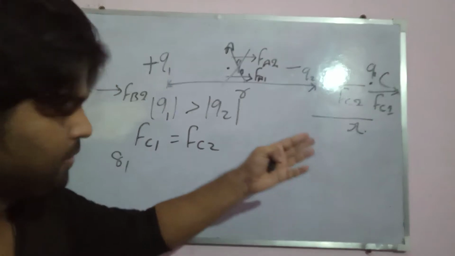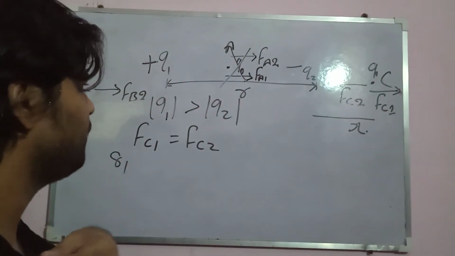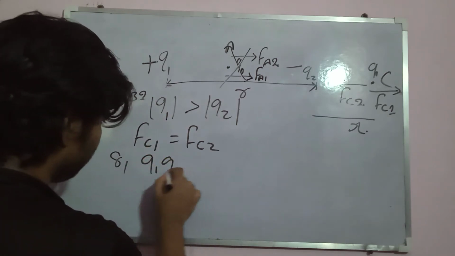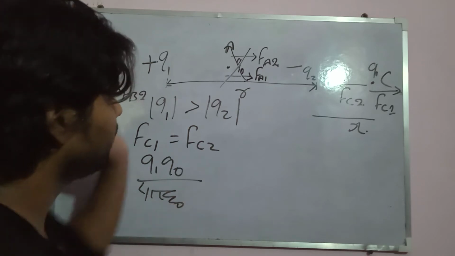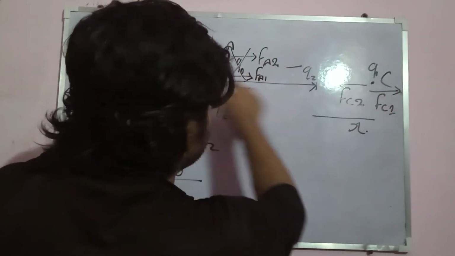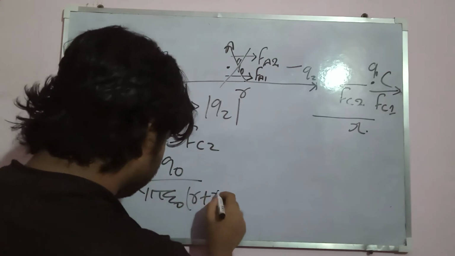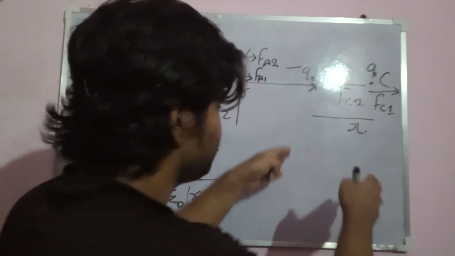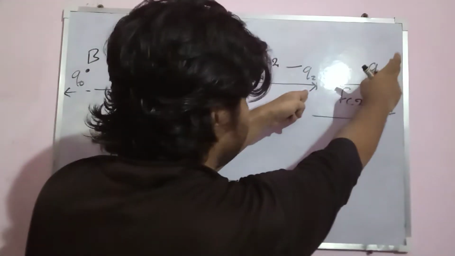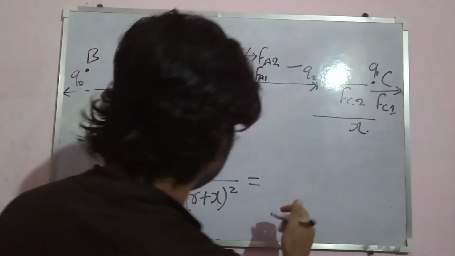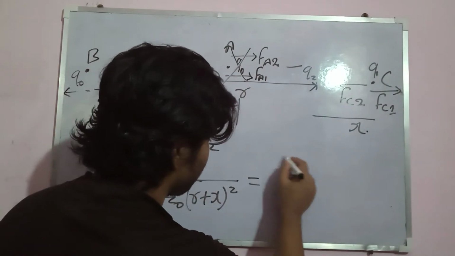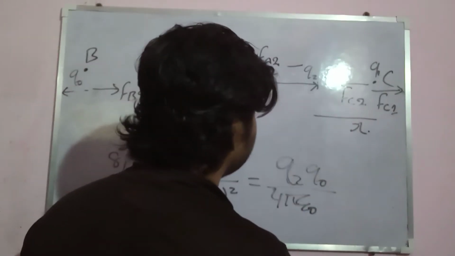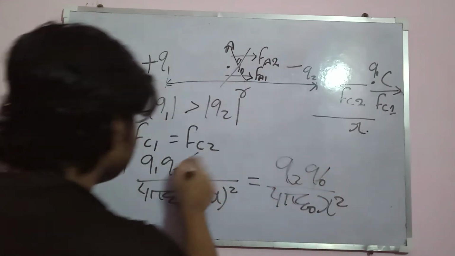And what is the value of Fc1 here? The value of Fc1 is equal to Q1 Q0 by 4 pi epsilon naught, and this distance, that is r plus x, whole square. Similarly, the value of Fc2 will be Q2 into Q0 by 4 pi epsilon naught x square.